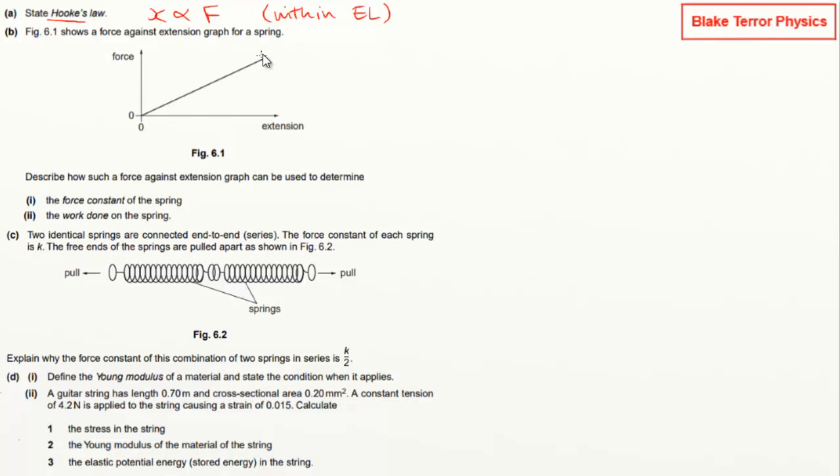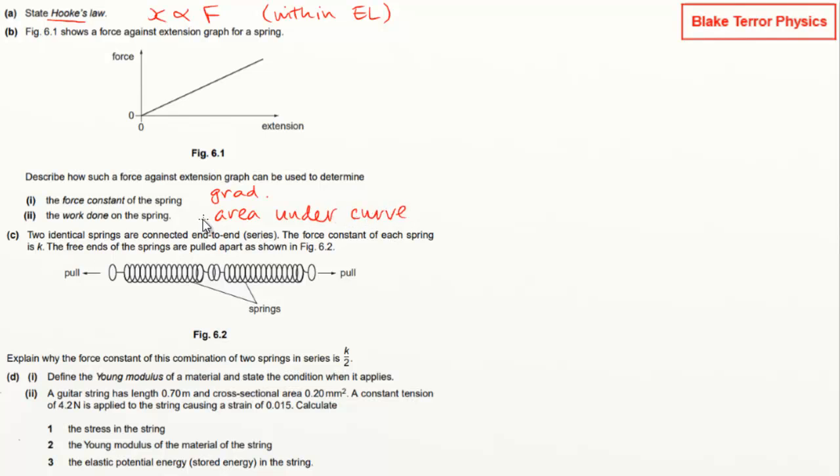When we've got a force extension graph for a spring, describe how this graph can be used to determine the force constant and the work done. So the force constant is the gradient and the work done is the area under the curve. Right, so that's nice quick starters.